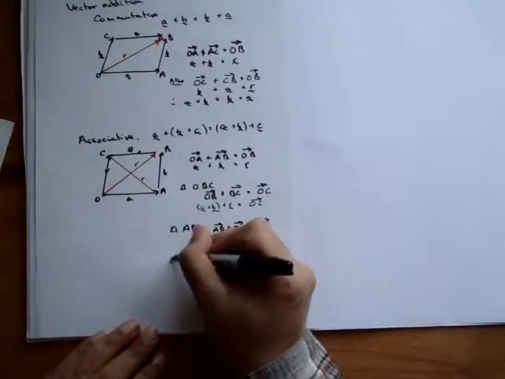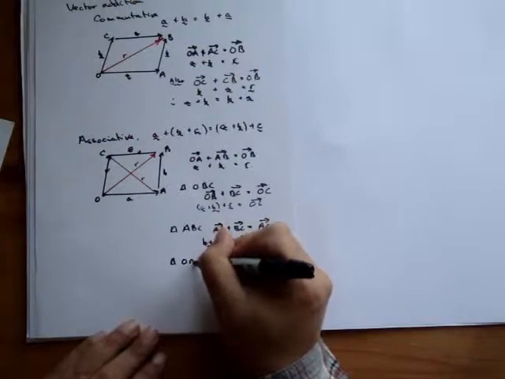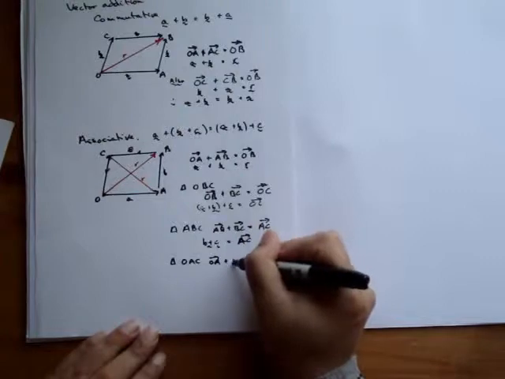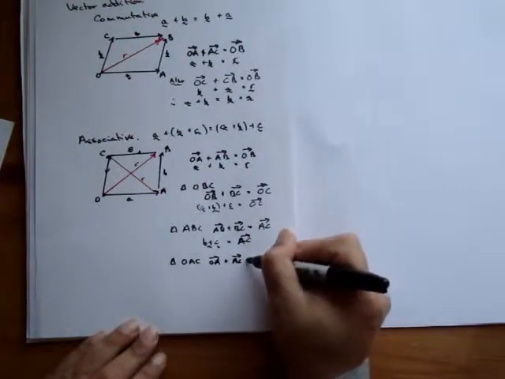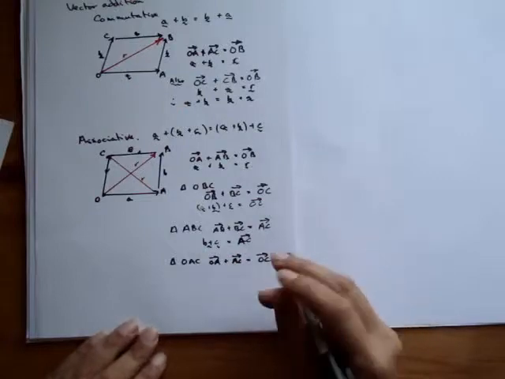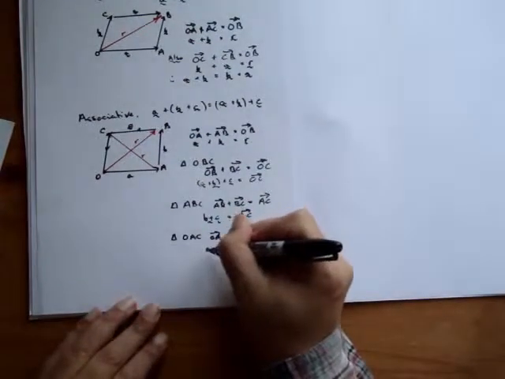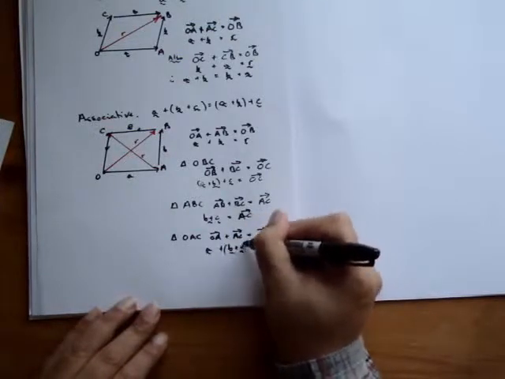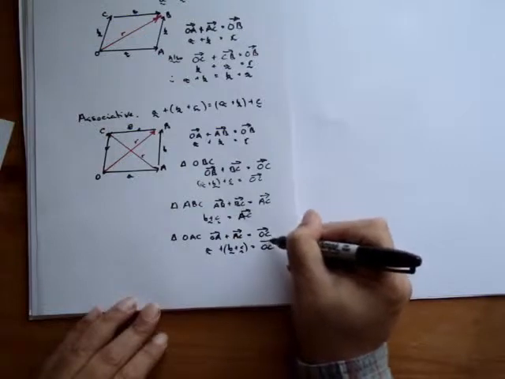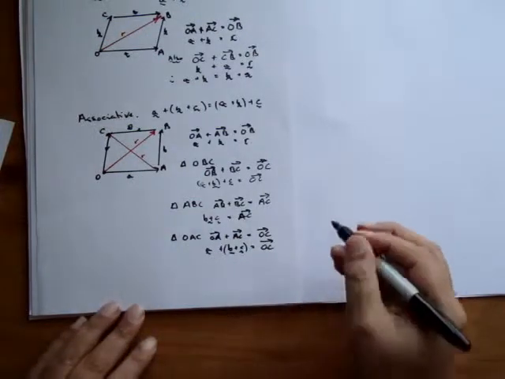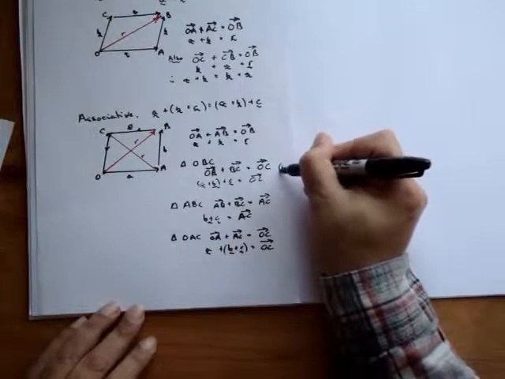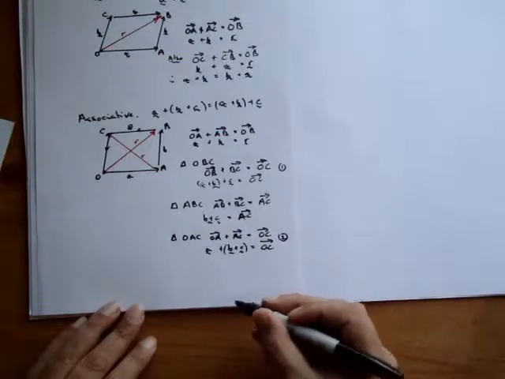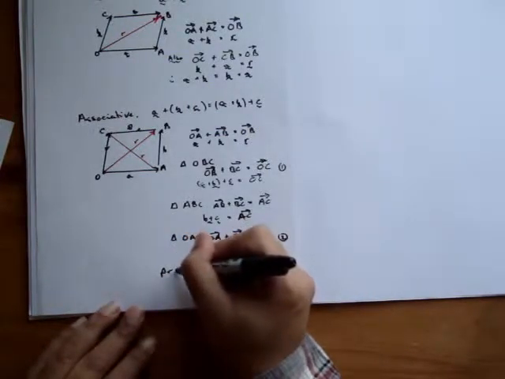If we have triangle OAC, so we have OA plus AC equals OC. So here we have A plus B plus C equals OC. From 1, which is here, and 2, which is the one we just worked out, our equation 2, this is the proof of the associative property.